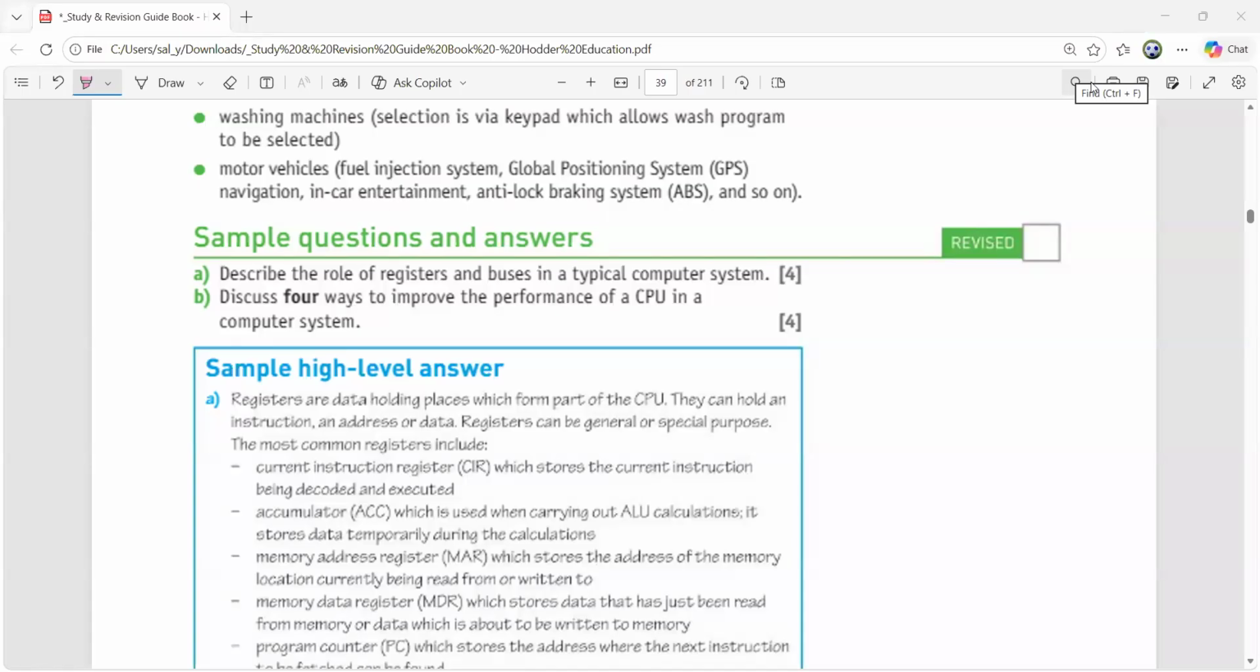Okay, now after discussing the embedded systems, there are a few sample questions and answers, and why these answers are high level and why these answers are low level. So let's very quickly see what the questions are.